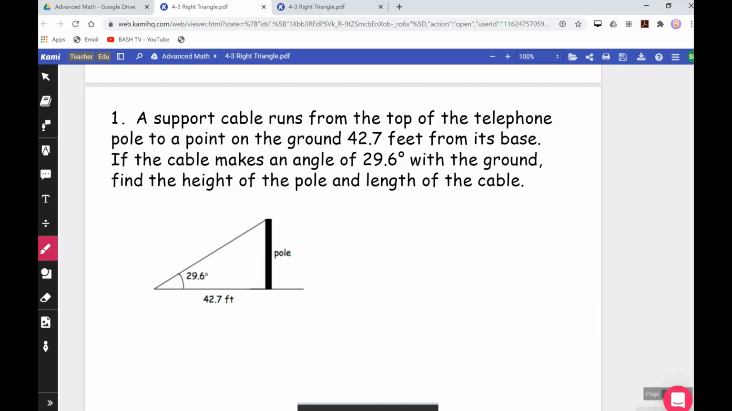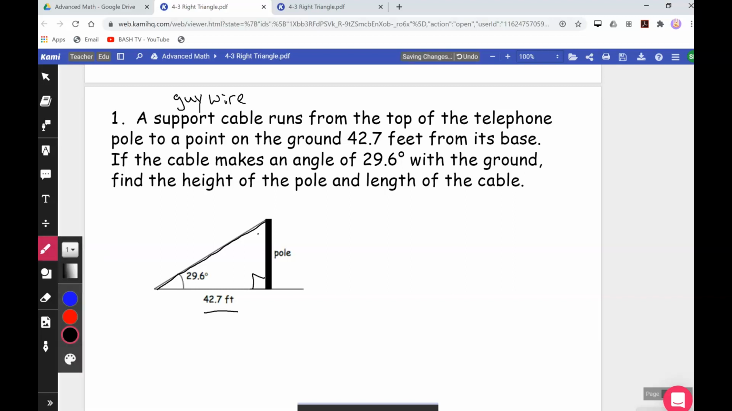A couple things here. Another term they might use is guy wire. That's the same thing as a support cable, and that's this part right here. It runs from the top of the telephone pole to the point on the ground, 42.7 feet from the base. So that's why that's down there. And then the angle is with the ground, so that's why it's down here. If I would have said with the pole, I'd have been talking up here. This, of course, is a right angle.